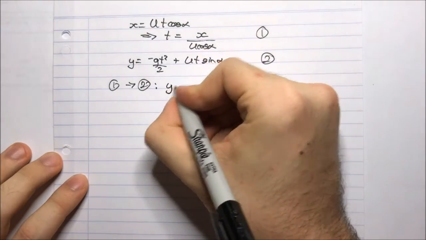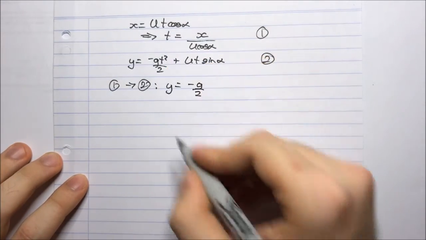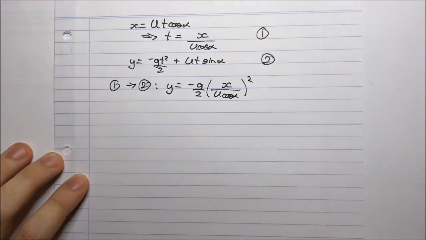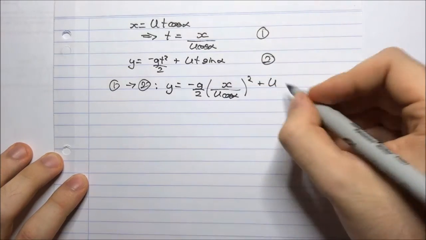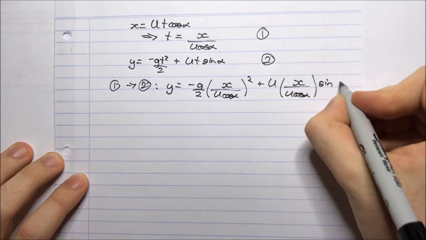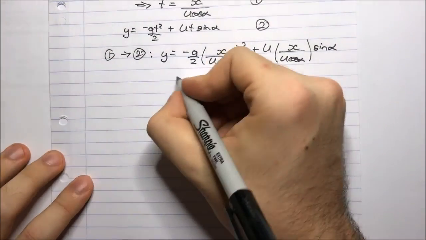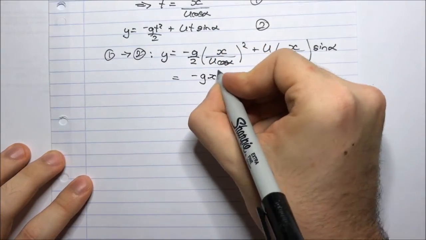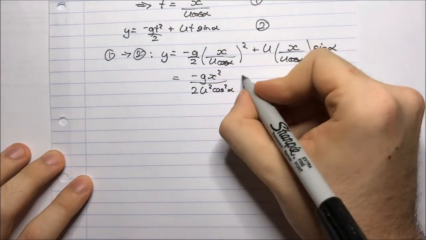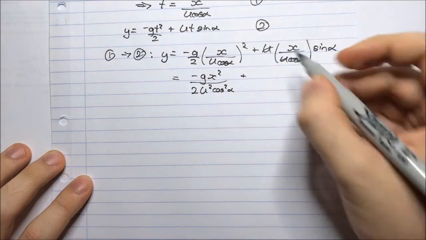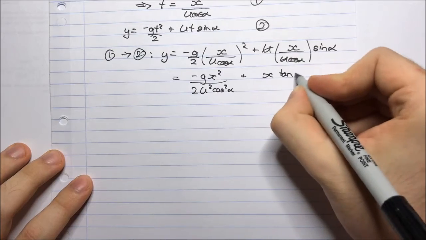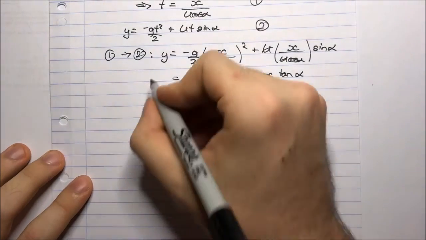And what do I get? I get y equals negative g on 2. Now t squared, well t is x on u cos alpha. And if I square that, that's what I get. Plus u, now t is x on u cos alpha times sine alpha. Alright, so I have minus g x squared over 2 u squared cos squared alpha. Here I have a cancellation with the u's, and I'm left with x times sine on cos. Well, sine on cos, we know that as tan alpha. Great. And that's what y is equal to.